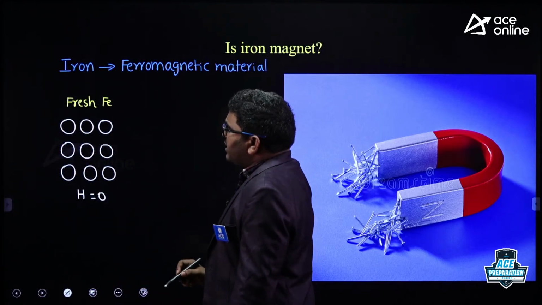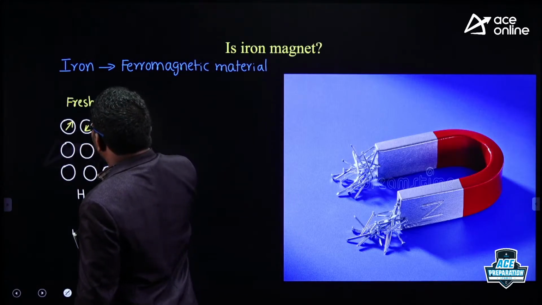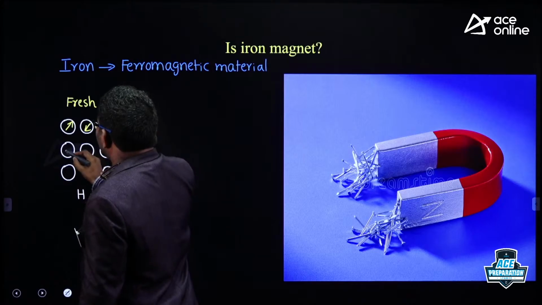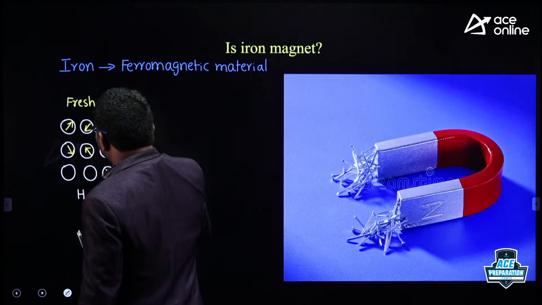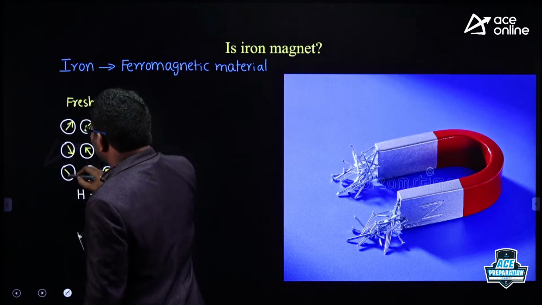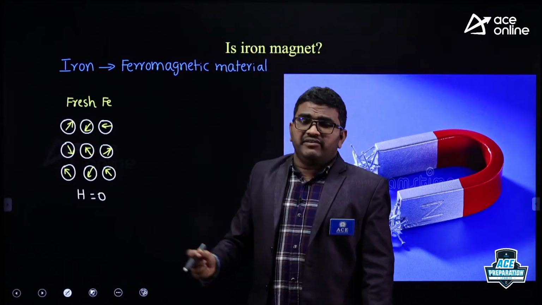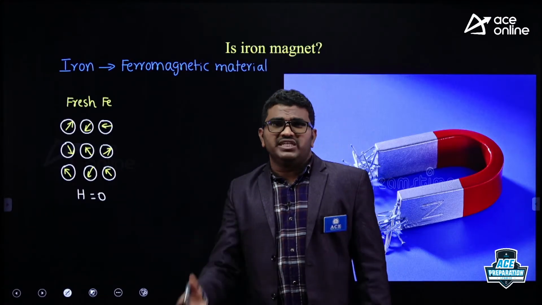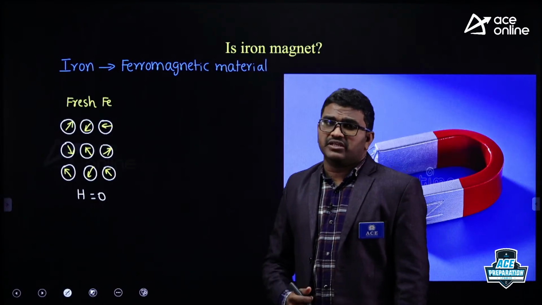So without any magnetic field, in this iron piece, permanent dipoles are present, but these dipoles are randomly oriented. There is no proper order like this. That's why it is not showing any magnetic power. The iron piece, if you see that one, is not actually a magnet.